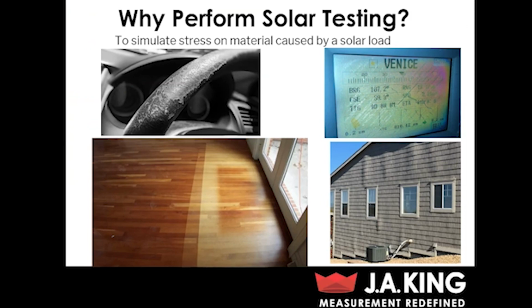And we also see some display errors sometimes on outdoor displays, such as displays on gas pumps or outdoor televisions. So if you look up in the top right-hand corner, you can see an example of some errors occurring on that display. And then also, oftentimes you'll get warpage from a solar load. So if you look down at the bottom right-hand corner, there's a picture of some warpage on siding that's been caused by sun exposure.